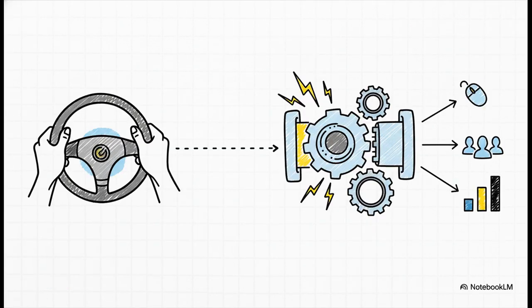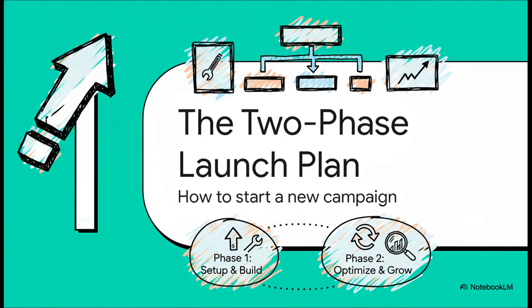And this is the perfect way to think about it. Your bid strategy is the steering wheel. Google Ads is this massive, powerful engine, right? But you have to be the one to steer it. This is how you tell that engine exactly where you want to go. So where do we even begin?